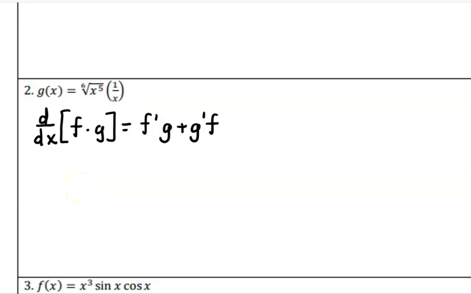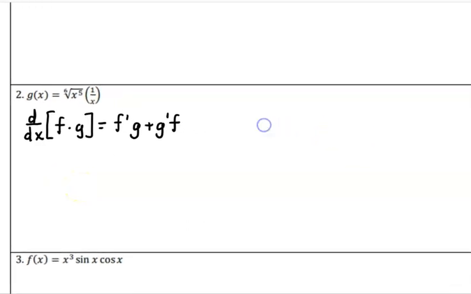So let's start off and identify what f and g are. F and g are the two functions that are being multiplied together. It doesn't matter which one you take as which one, but I'm going to take f as the 6th root of x to the 5th.